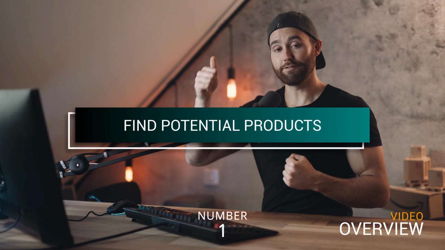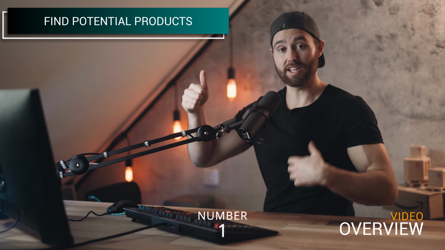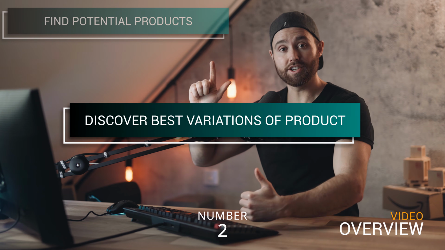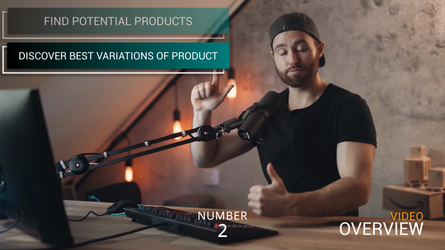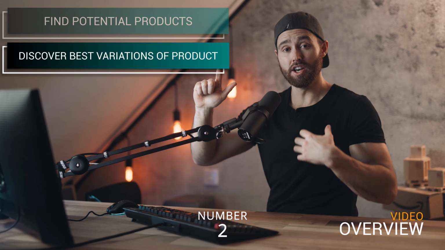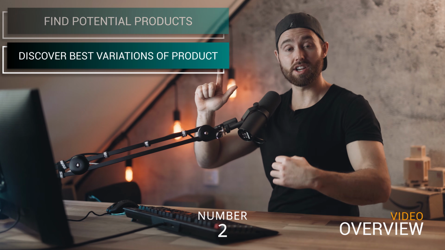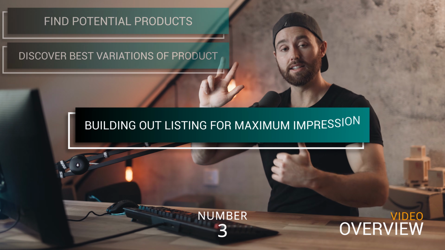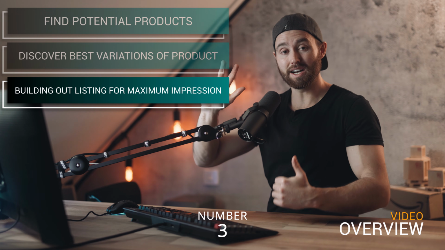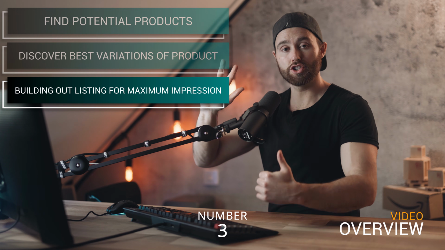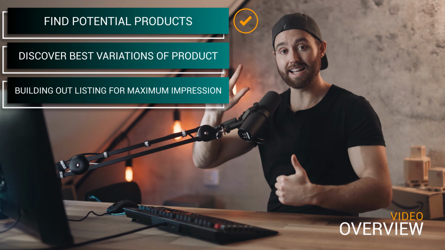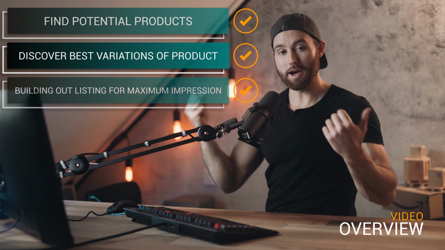Now, I'm going to be using brand analytics to, #1, find potential products that we can launch on Amazon. 2, discover what variation, what form of those products customers want most, so we can build our product out along those lines. And thirdly, how do we actually build out that listing to make sure it gets as much click-through rate and conversion rate as possible? All of those things can be achieved with brand analytics. In this video, I'm going to show you how.